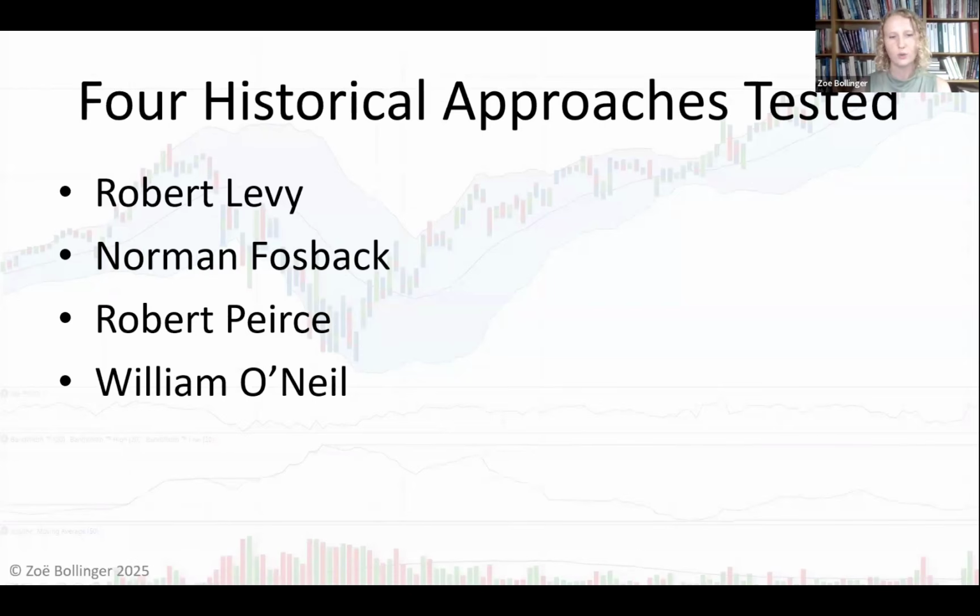So we're going to test 4 RS methods as an example. Robert Levy, the 26-week rate of change, Norman Fosbach's that 30-week moving average, 13-week rate of change, Bob Pierce's with the sort of beta moderated rate of change, and William O'Neill's with his 4 different time frames, quite front-weighted. And I use these partially because they have been in the public sphere for so long. They have been available. Those calculations are available and have been for forever. So it's a really useful example of kind of how much this does continue to work.